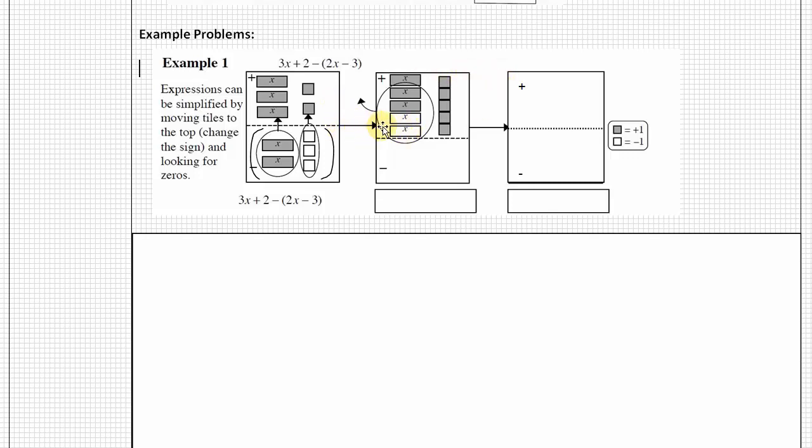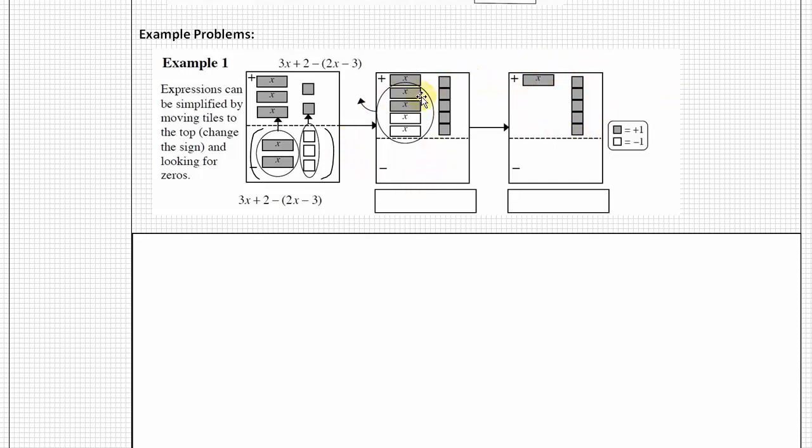So these arrows are showing what's happening as we go through this process. So on this third and final mat, let's go ahead and draw in what do we have once those 0 pairs are removed. You should have only 1 x tile remaining and 5 unit tiles. This is now as simplified as we can get it.